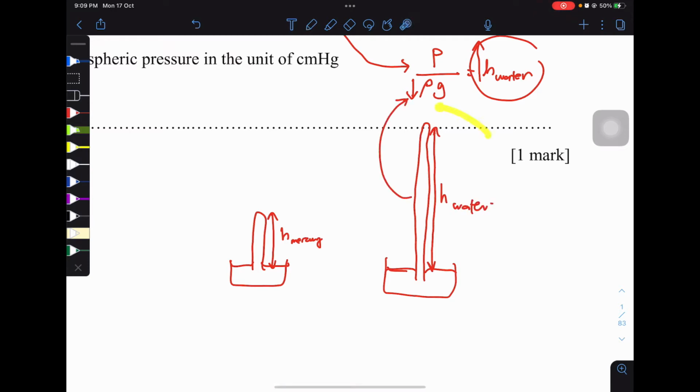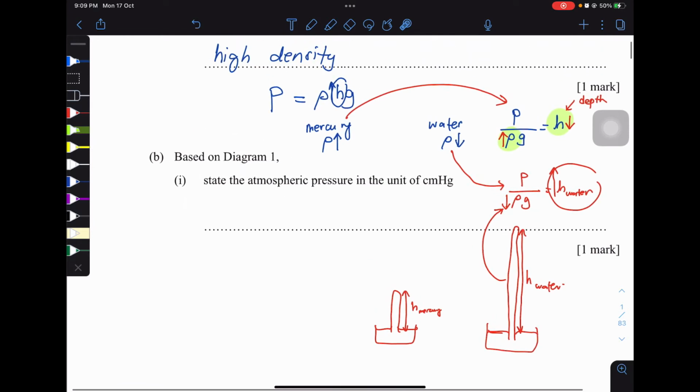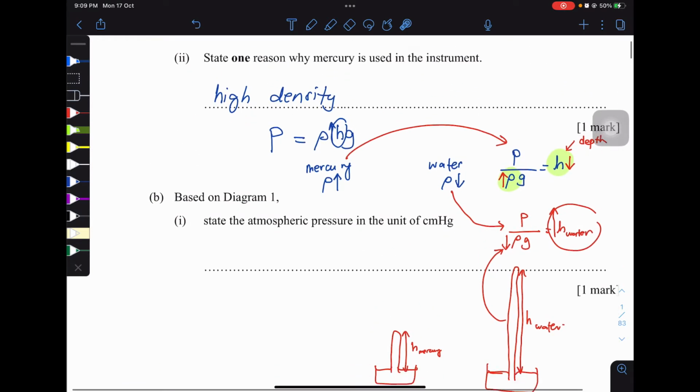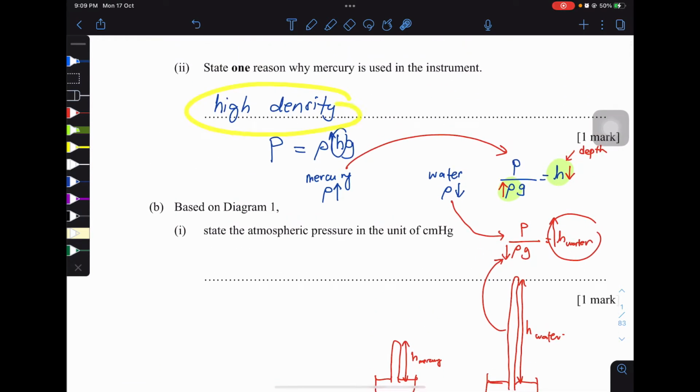So if we need a longer tube for the barometer, that means this is not feasible. It's very hard for us to mobilize the barometer. Okay, so that's the reason. That's why we need high density, or that's why we usually use mercury.